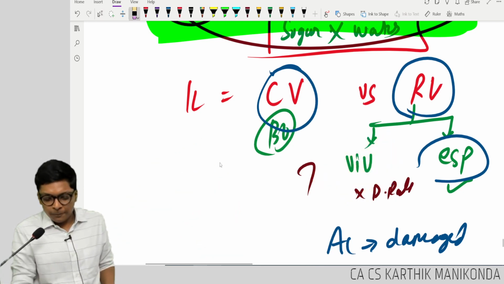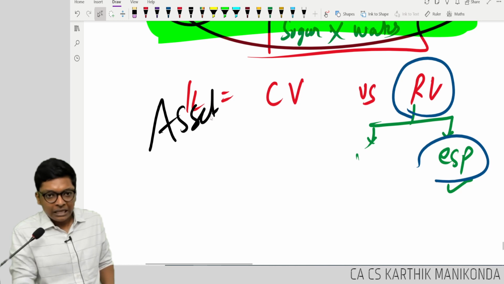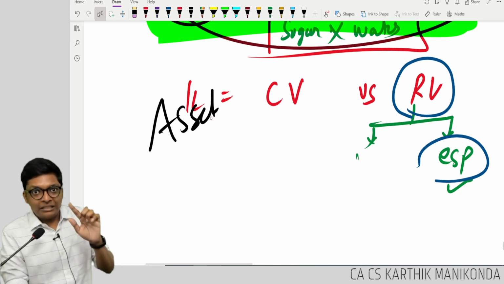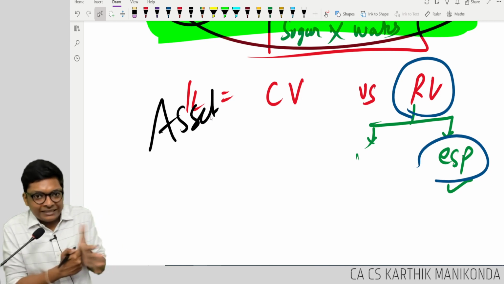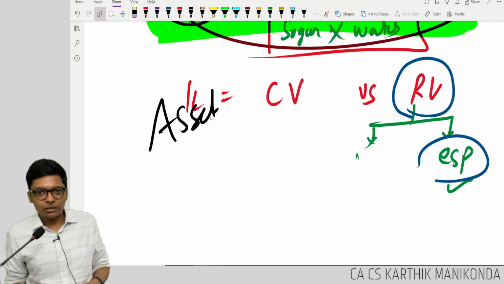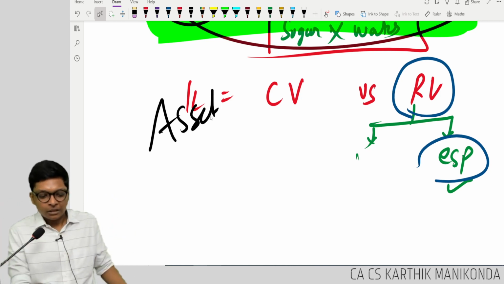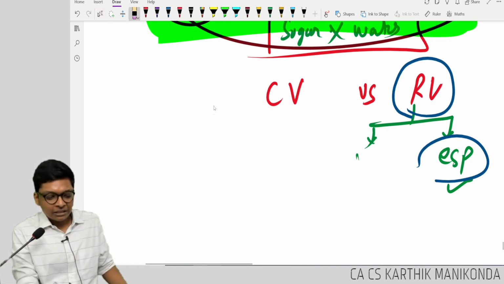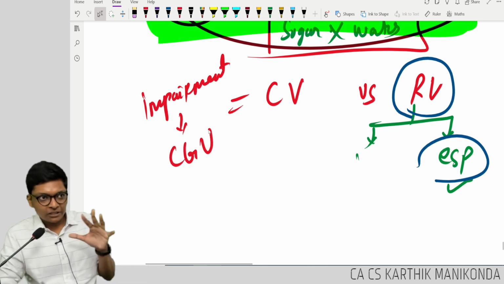So the standard beautifully tells what they are saying. If an asset cannot be tested for impairment independently, AC separately cannot be tested for impairment. Then test the whole unit. You will check the impairment for the entire CGU. This only is the final concept.